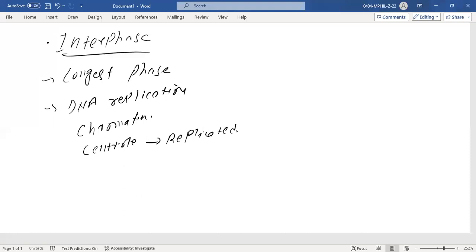Okay. So now we are going towards mitosis. I'm writing here. Mitosis.